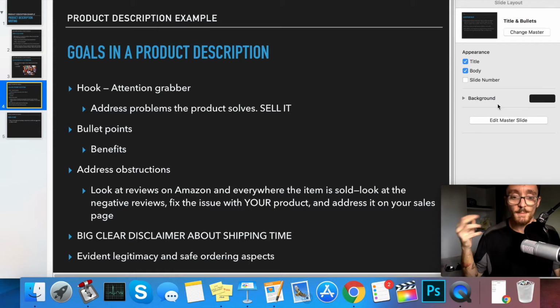You want to think of it from the consumer's perspective. What are you thinking when you're looking at a product that might be an obstruction, a reason that you do not want to buy it?